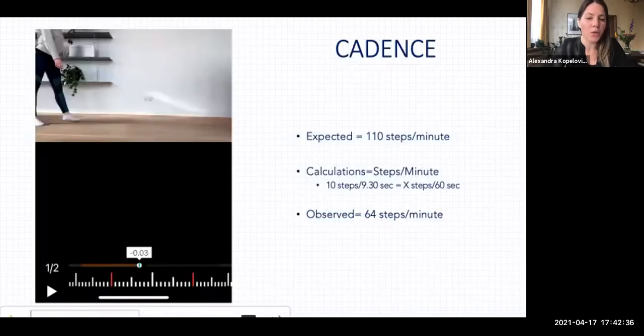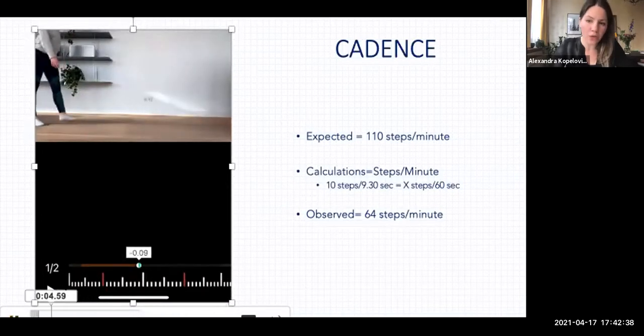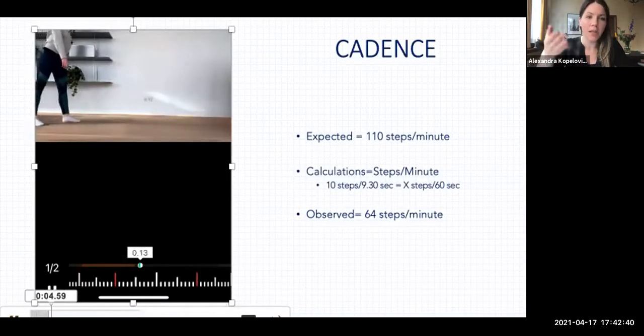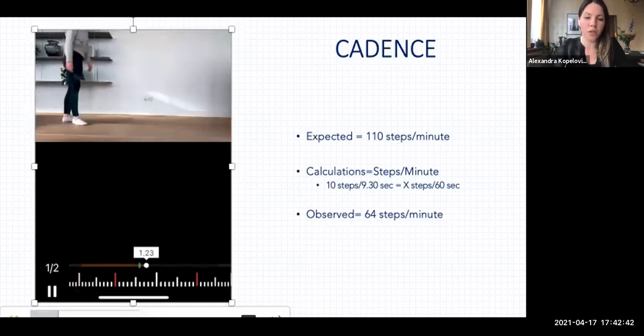You go back, you take a video of your patient, and all you have to do is calculate the number of steps taken per unit of time. There is no need for complicated measurements.